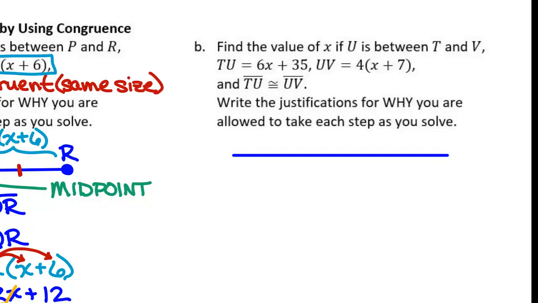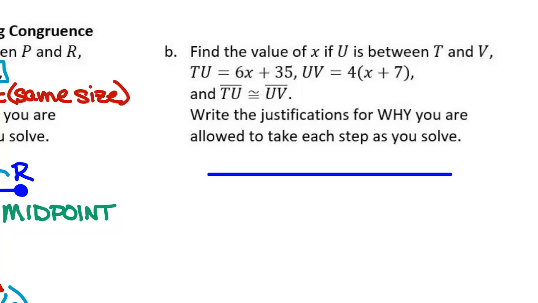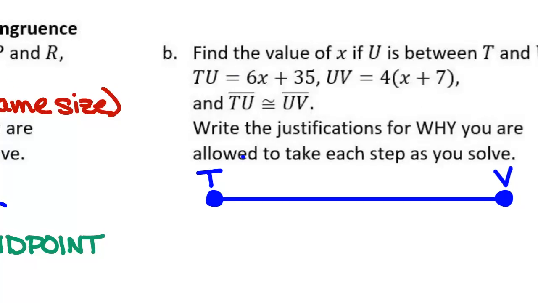It says that U is between T and V. So T is on one end, V is on the other end. U is in between them, but I'm looking at this right here, just a couple lines down, because what does that say? What does this say right here?